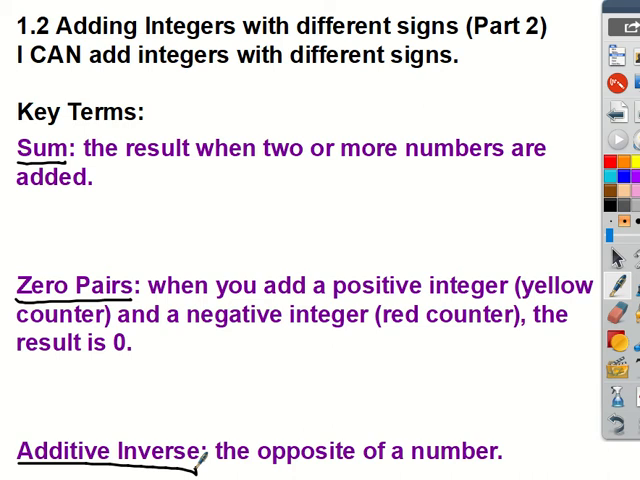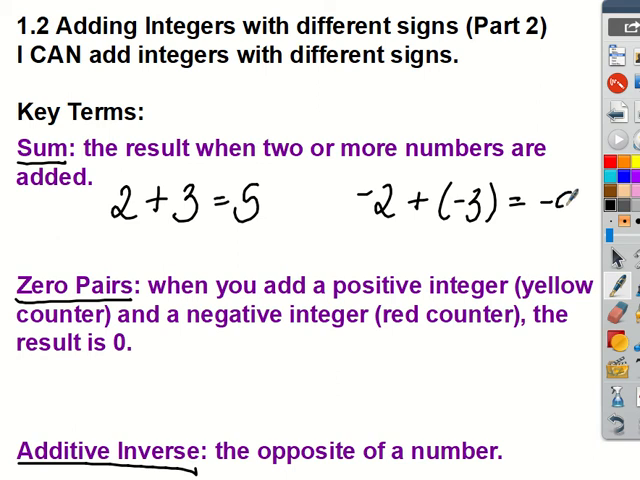So sum, and this is something you guys should have learned a long time ago, is the result when two or more numbers are added. And what I need you to understand is that doesn't change when you're having positive and negative numbers, right? Meaning if I have a positive 2 plus 3, 2 plus 3 is 5. If both my numbers are negative, it's still going to be a sum. And it's even true when one is a negative and one is a positive. Okay? So please make sure that you understand that the sum is just the answer to an addition problem.